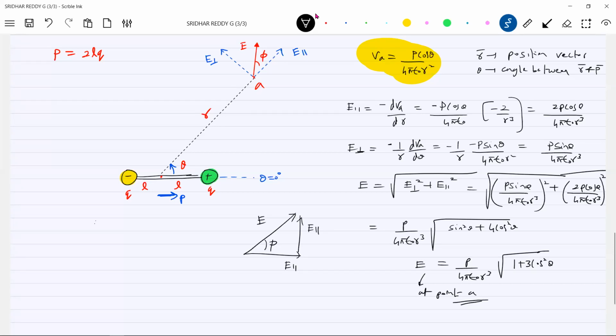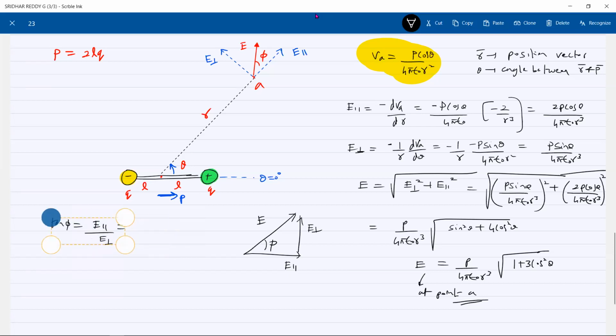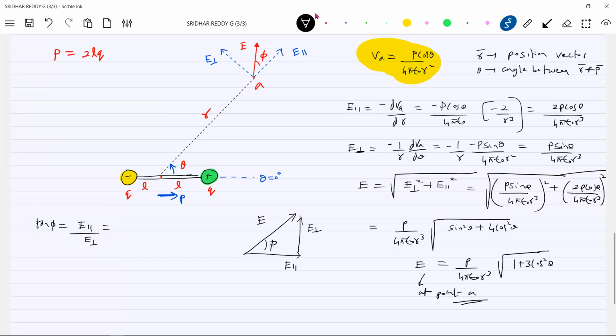So tan phi, what can we write it as? Tan phi equals E parallel by E perpendicular. What is E parallel? E parallel we can define as 2p cos theta over 4 pi epsilon naught r cube, and E perpendicular is p sin theta over 4 pi epsilon naught r cube. So I'll end up with the formula 2 tan theta. There's a relationship between the electric field vector and this one. So what is the tan phi?